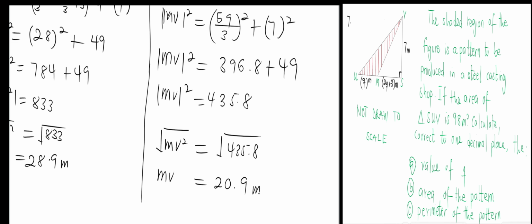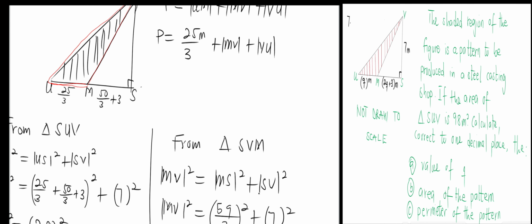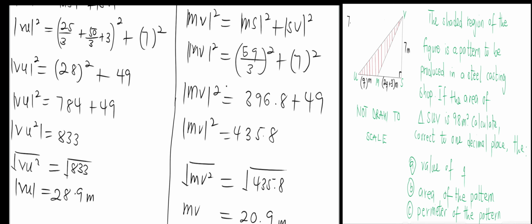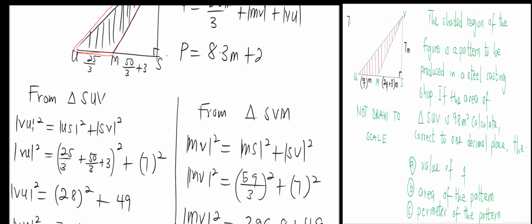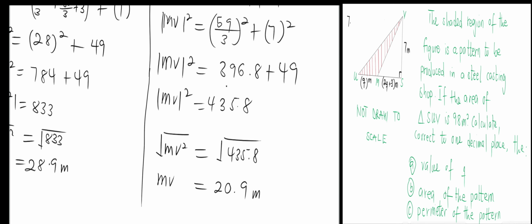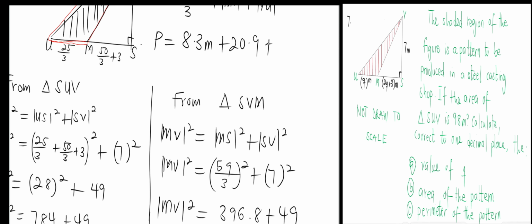All right. So we can now work on the perimeter. Okay. So we can now substitute the value. So perimeter here we have 25 out of 3, which is the same as the 8.3 meters, and then plus our MV. We have solved for the MV and we had 20.9. We also solved for VU and we had 28.9. Good. So our perimeter here will be the sum of these lengths.